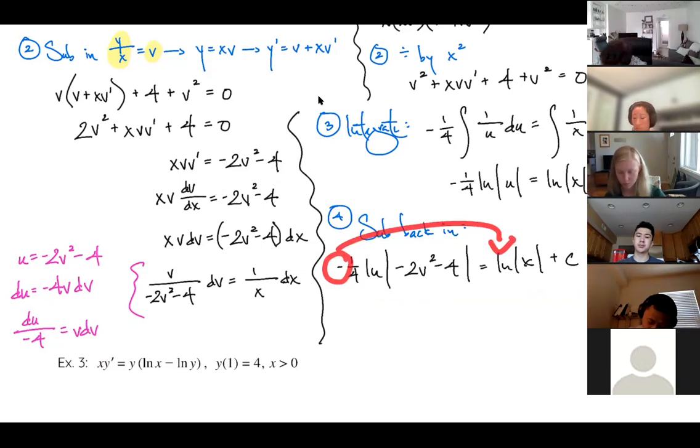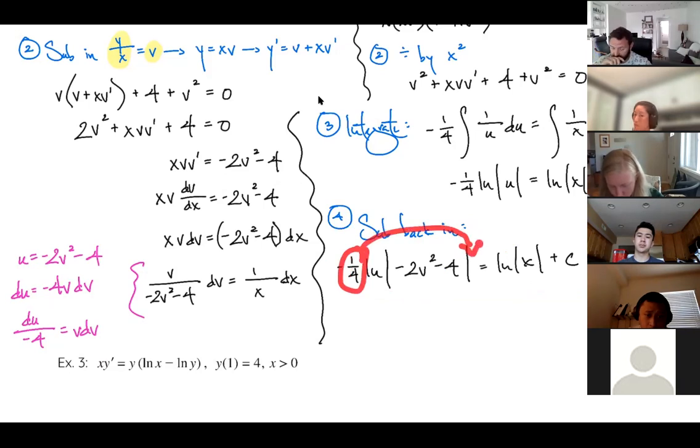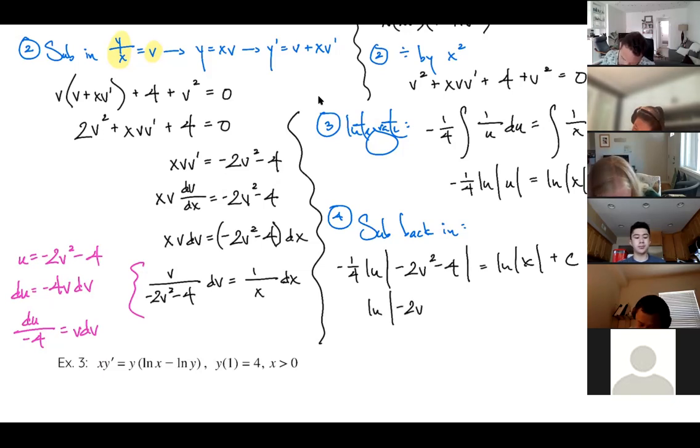The reason being, I can take the 1/4 and move that up as the power for my natural log, one of those natural log properties. But if I'm putting it up as a power, I'd rather just have either a fraction or a negative. I'd rather not worry about both. And so if I do that, I'll end up with natural log of negative 2v squared minus 4 to the power of 1/4 equals negative natural log of x plus c.